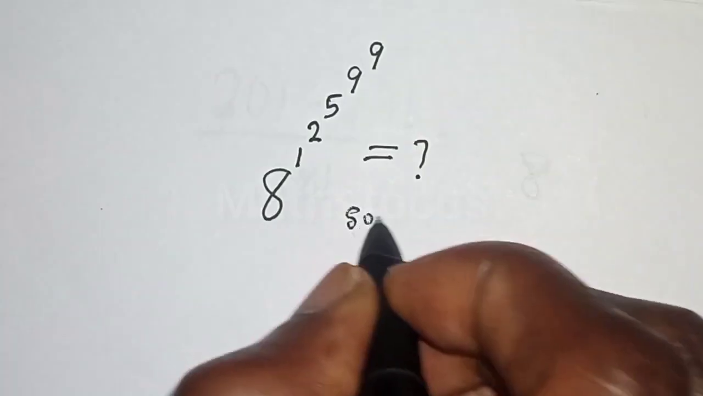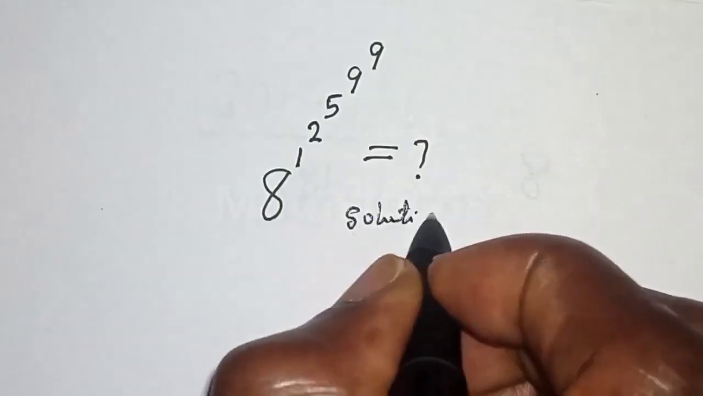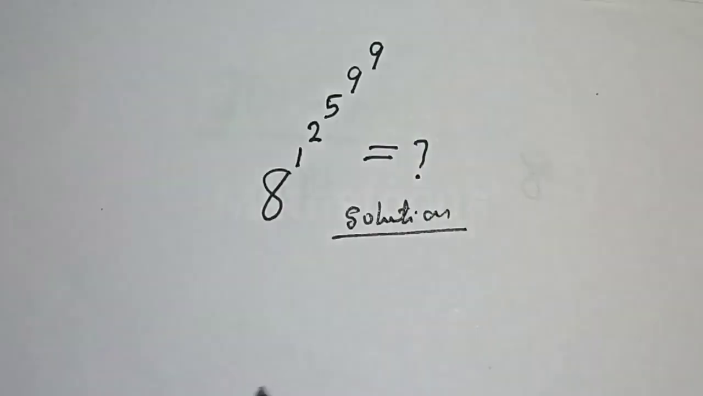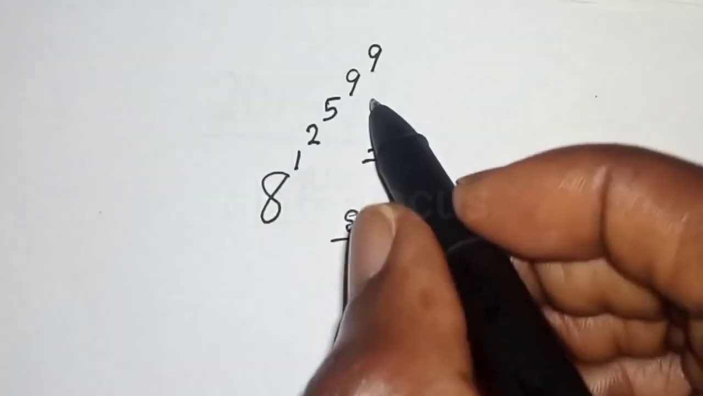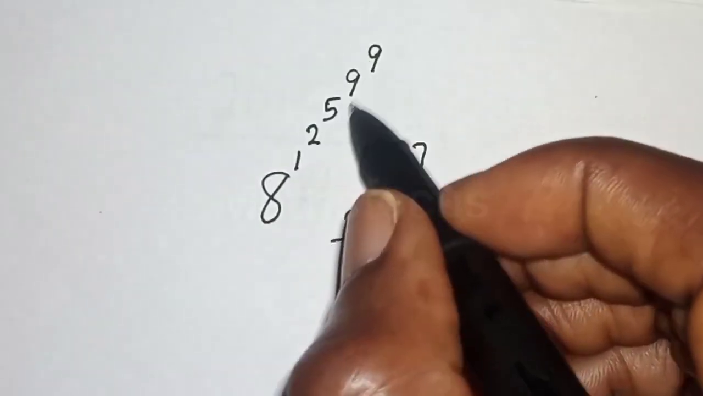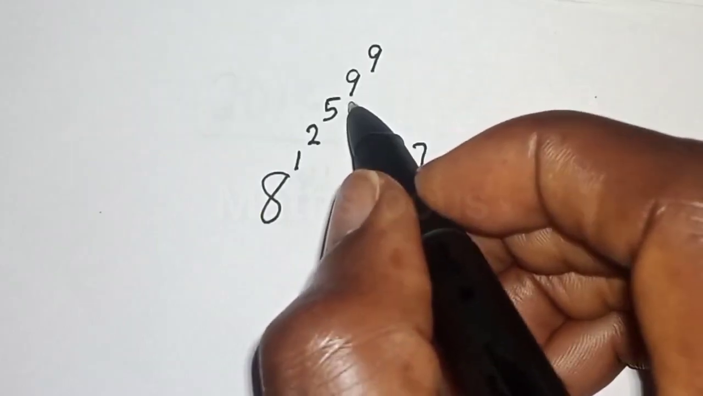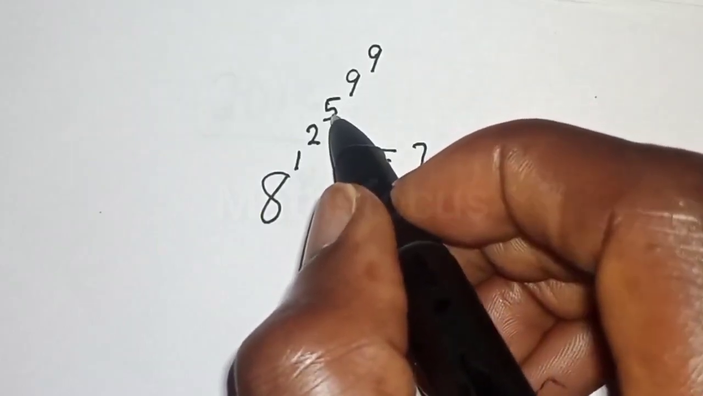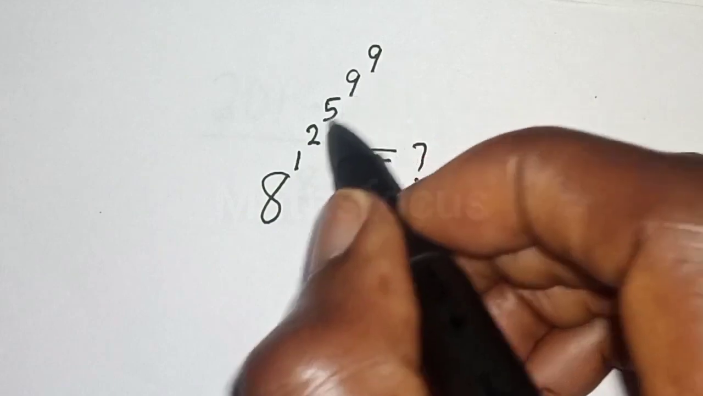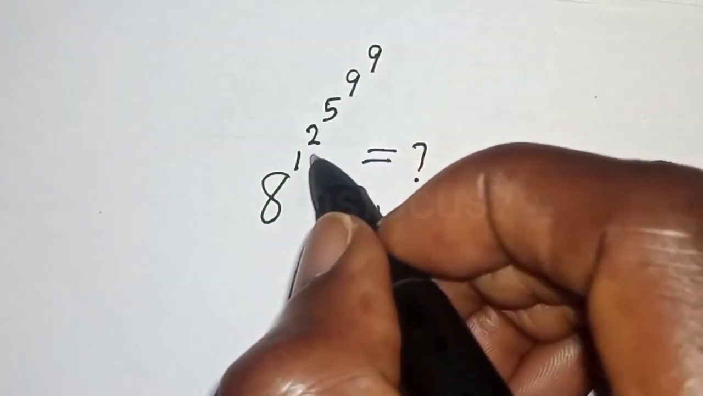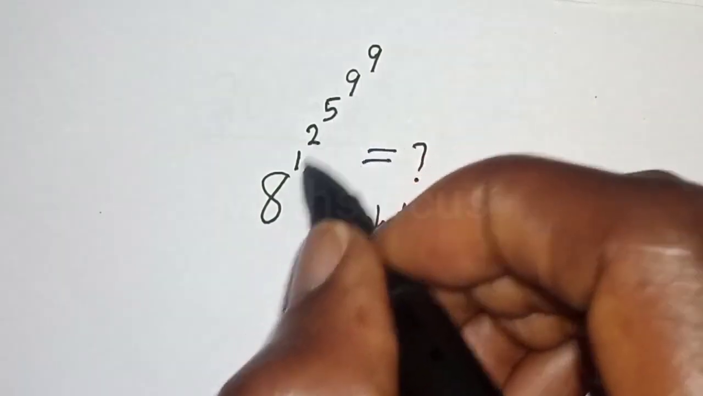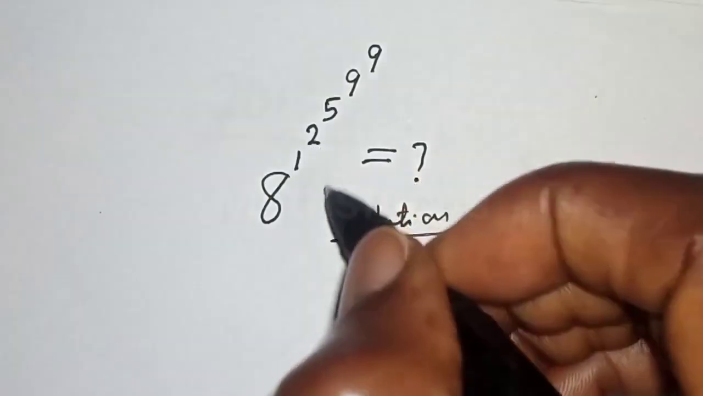Solution. Then let's start. We're going to start solving it right from the top. That is, this 9 raised to power 9. Then the answer here will be 5 raised to power the answer here, then 2 raised to power the answer here, 1 raised to power the answer here, and then 8 raised to power the answer here.